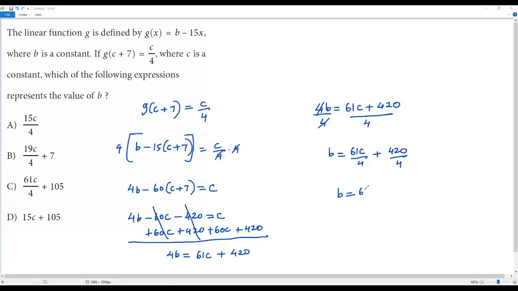b equals 61c over 4. When I divide this 420 by 4, I am getting 105. Here I got the value of b. So I find this, 61c over 4 plus 105, in answer choice C. The correct answer choice for this question is C.